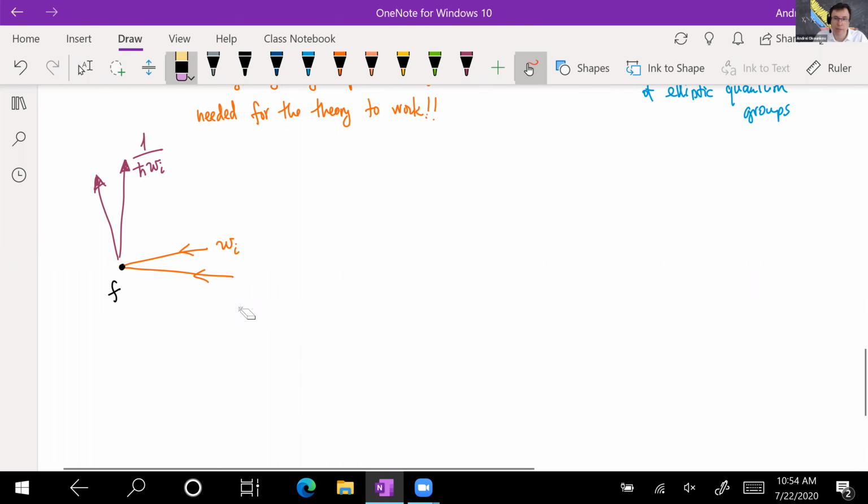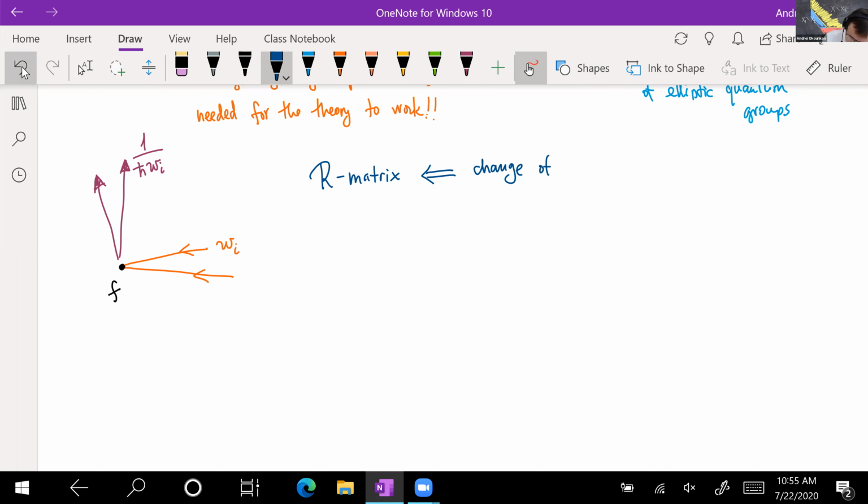So if I want to construct stable envelopes, remember the R matrix. What was the R matrix? What was the origin of the R matrix? I remind you that the R matrix was coming from change of attracting directions. Which directions are attracting? Which directions are repelling? In stable envelope.